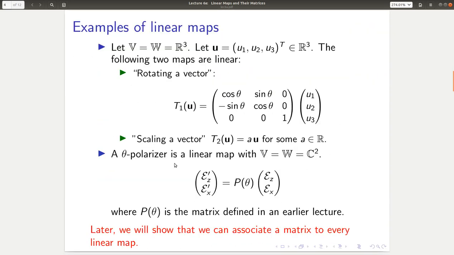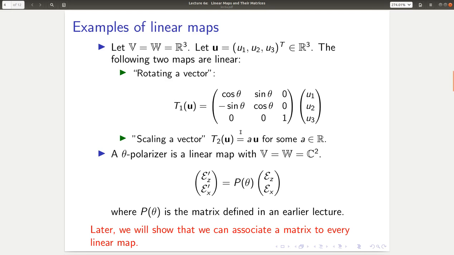Now another example is with V equal to W, but this time it's C^2, and you look at the theta polarizer. The theta polarizer was something which was doing something to the electric field, but from the viewpoint of this lecture it's just a linear map. I didn't write out the matrix P of theta, but you can go back and look at the previous lecture and see what this P theta is. It's just a matrix, so it's again a linear map.